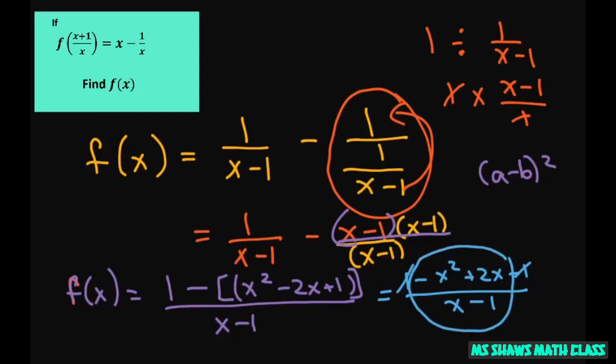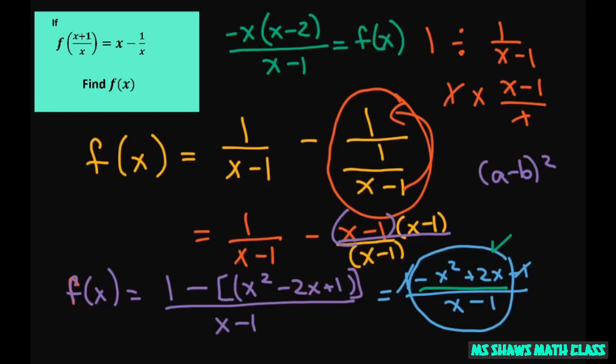Now, if you want to simplify this answer further, this numerator, I can pull out a negative x. I don't know how far you want to go. If you pull out a negative x, you'll get x minus 2 divided by your x minus 1. And that equals your f of x. So either one is fine.